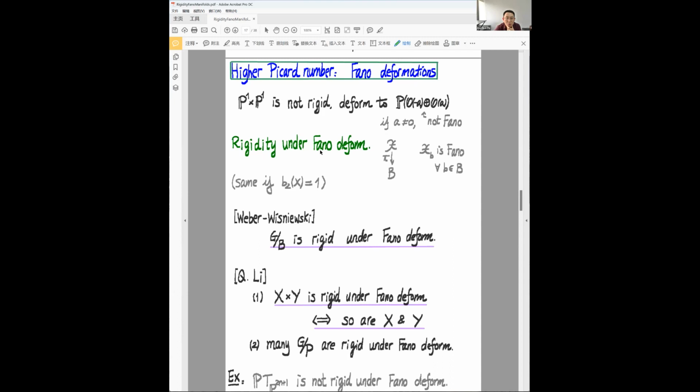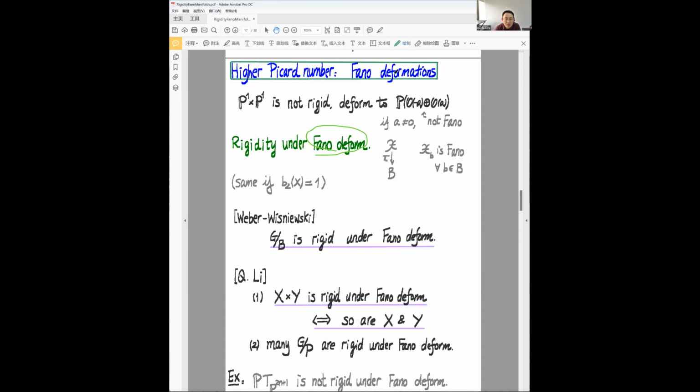So this is why we put some stronger condition on this deformation, which means Fano deformation, which means the central fiber is also Fano. And then P1 plus P1 can be deformed to a Hirzebruch surface. But if you assume the Hirzebruch surface is Fano, then you have no choice. It's just P1 plus P1. So in particular, P1 plus P1 is rigid under Fano deformation. So in this setup, with higher Picard number, it's better to assume the central fiber is also Fano.